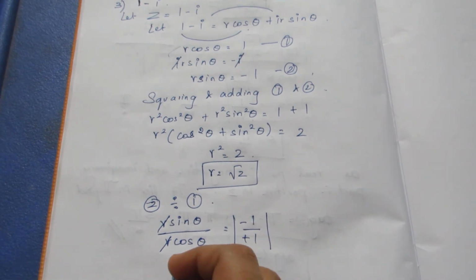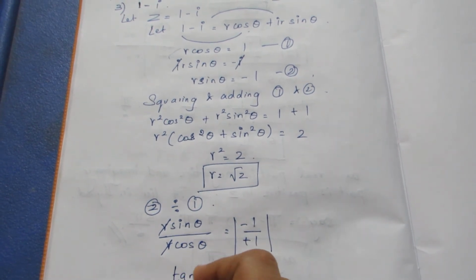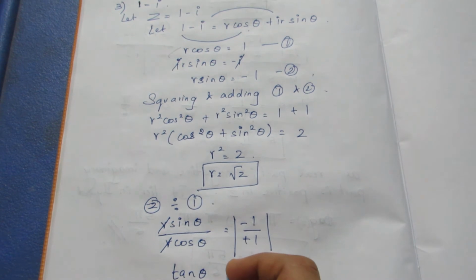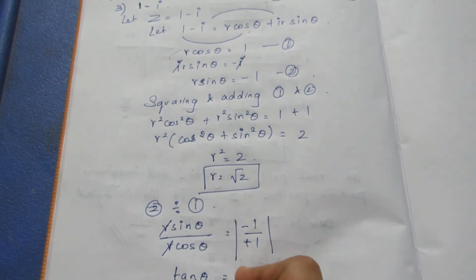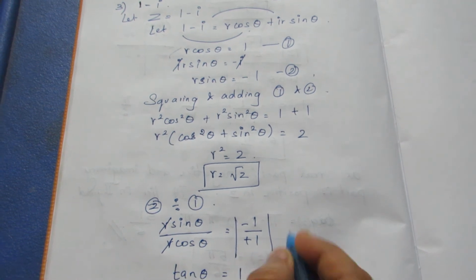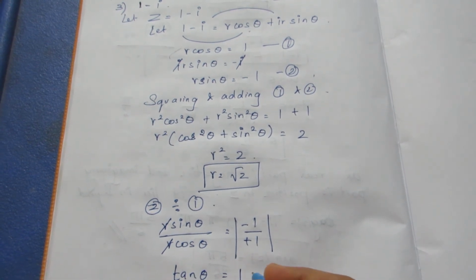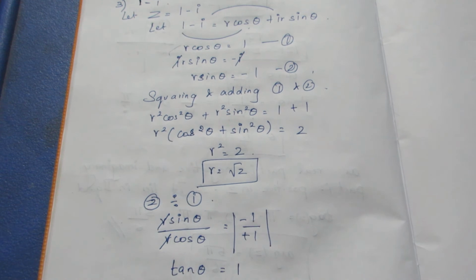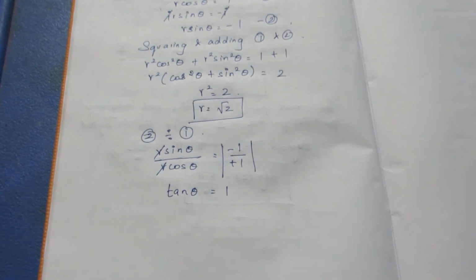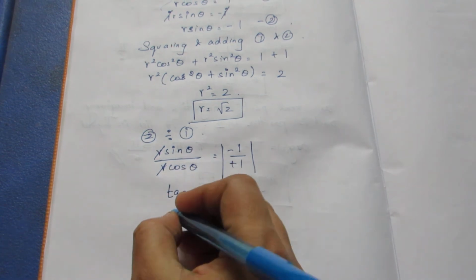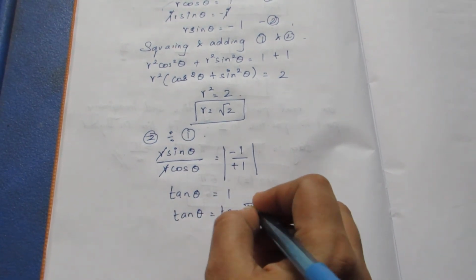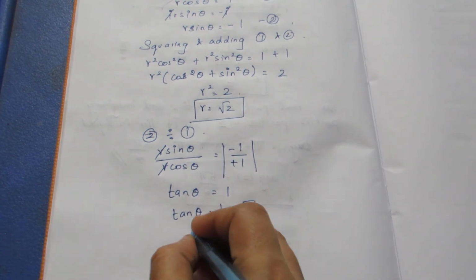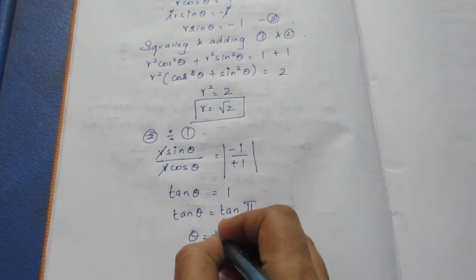We need to take the modulus. So this becomes tan theta equal to the modulus of minus 1 by 1, which is 1. Now we know that tan 45 is 1. Tan 45 can be written as tan pi by 4. So tan theta equals tan pi by 4. Therefore theta will be equal to pi by 4.